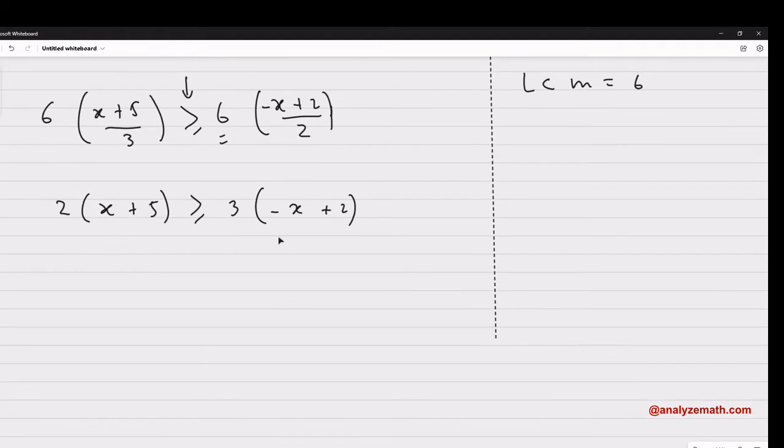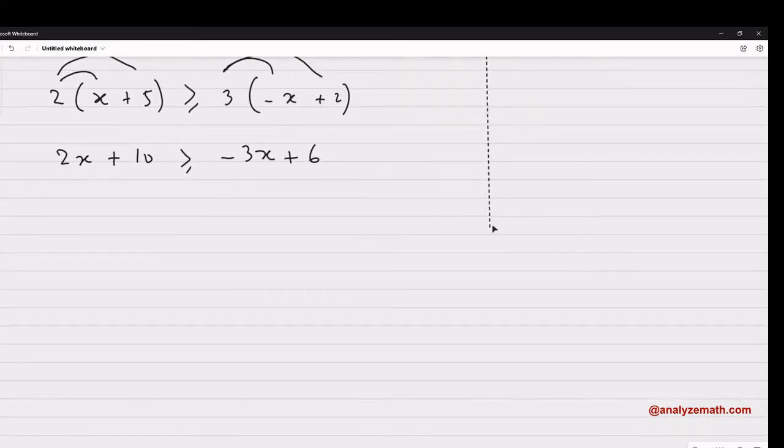Now we expand as we did in part A. So 2x plus 2 times 5, 10. Now 3 times minus x, minus 3x. 3 times 2 gives me plus 6.